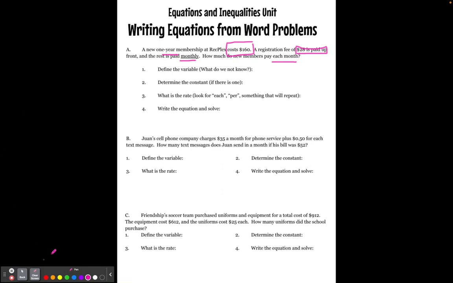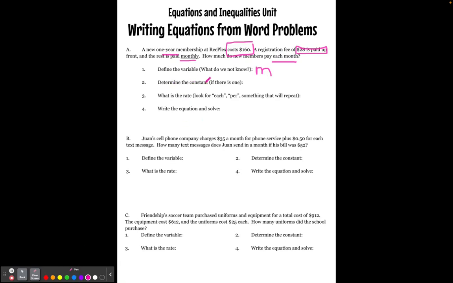Okay. So switching colors. All right. Define the variable. What do we not know? We don't know how much we're paying each month. So I'm going to use M for my monthly payment. We don't know the monthly payment, so I'm going to use M for my variable.